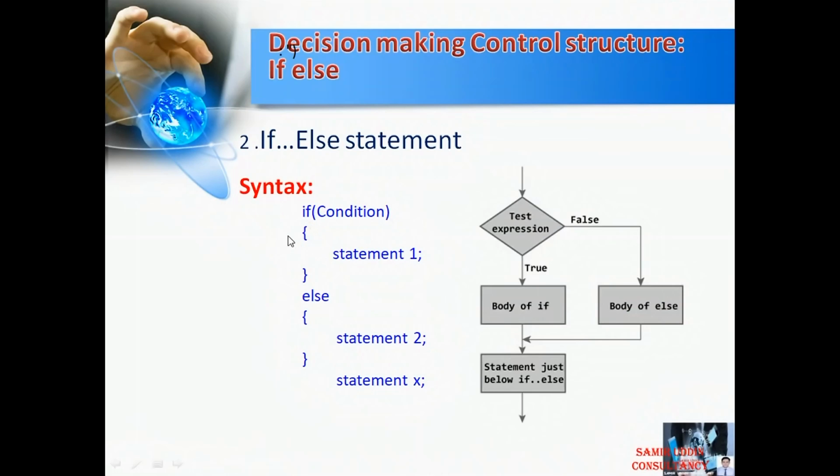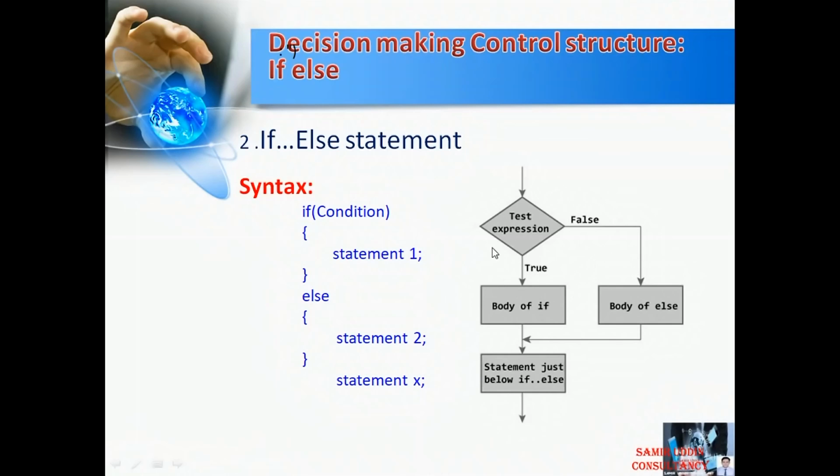which is provided within the brackets, and generally it's formed using logical operators as well as relational operators. If the condition is true, then whatever is written within these curly braces will be executed. Otherwise, the flow of the statement moves to the else block, and the statement within the else block will be executed. So let's see the flow chart.